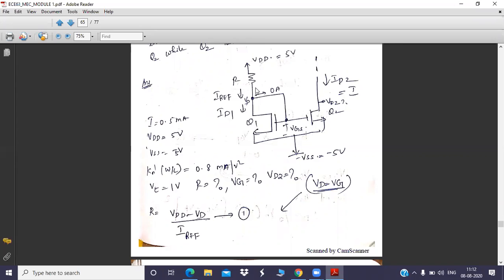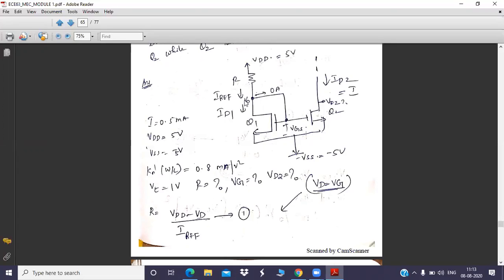And what is the current through this resistance? IREF. Fine. So R is VDD minus VD by IREF. IREF is nothing but the reference current, whatever you're going to set. Based upon the given current only, you're going to set R. Actually, the parameter R is going to control your current flow through the mirror circuit.